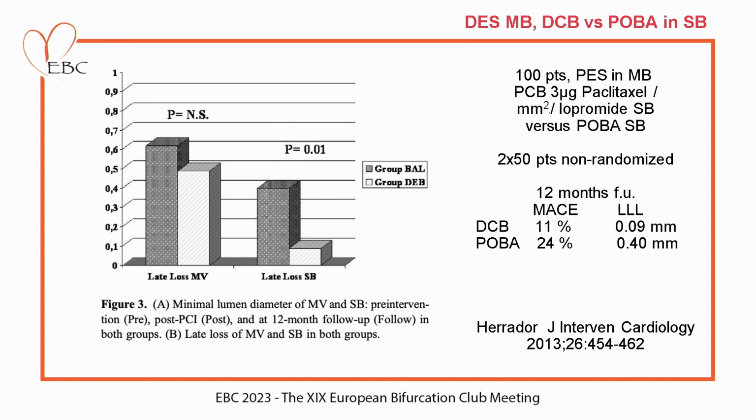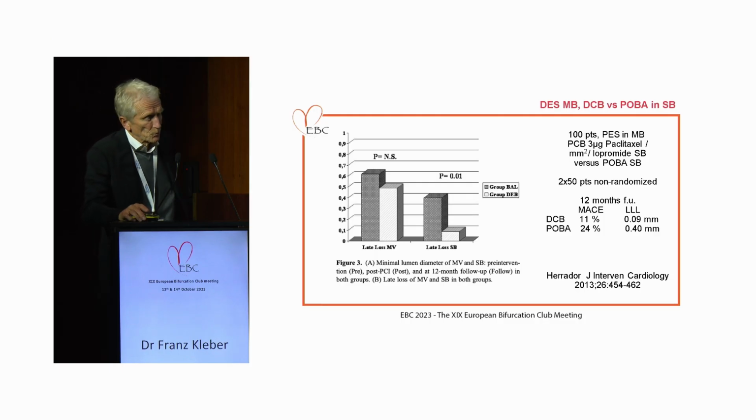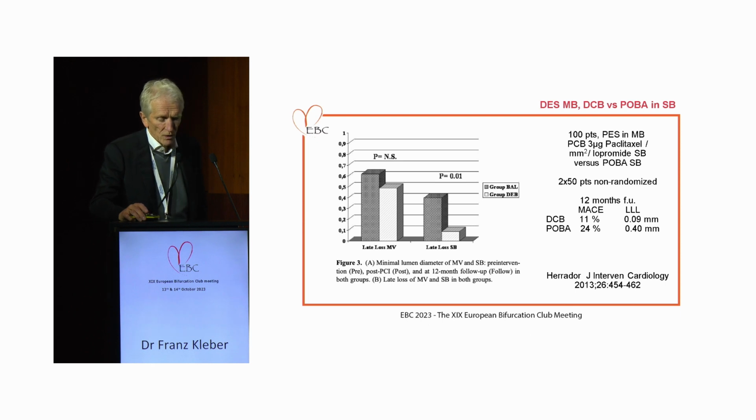Then we have the study by Rathore, not randomized, 50 patients in each group, serially performed. And basically what we can compare is the DCB in the side branch versus POBA in the side branch. And here you see a huge difference, both in MACE rate, as we just heard, 11 versus 24% MACE, and late loss 0.09 versus 0.4. So in the side branch, much better results with the DCB.